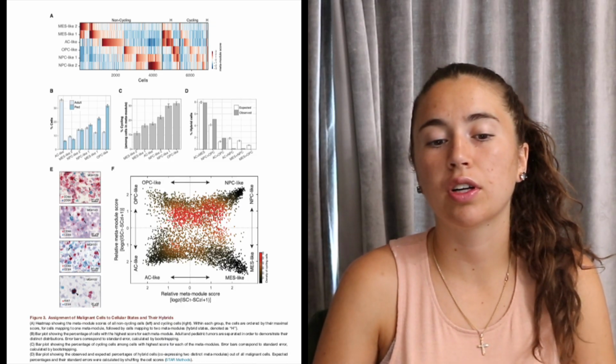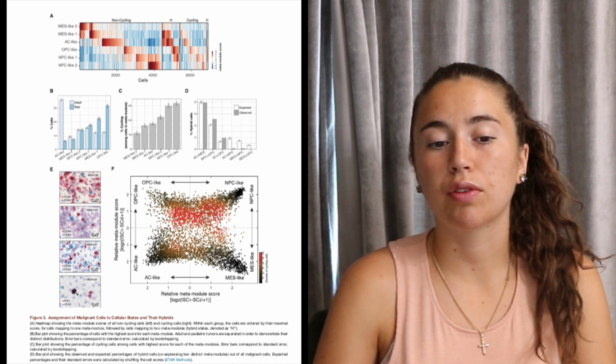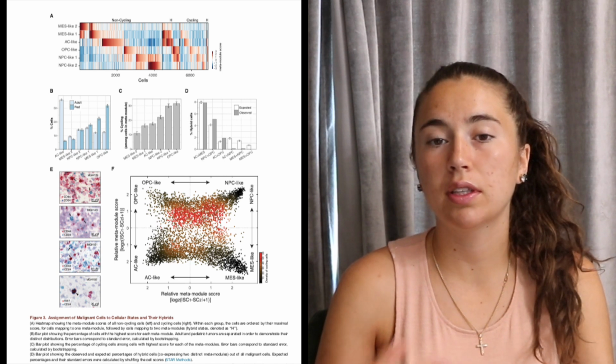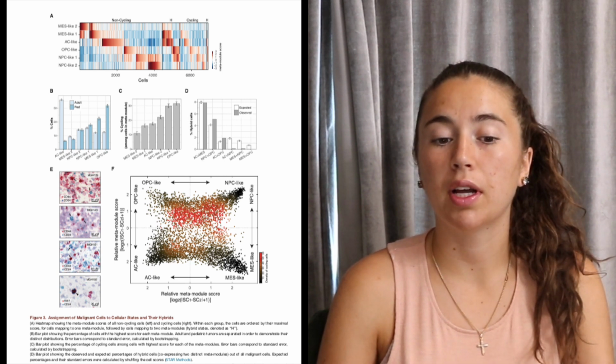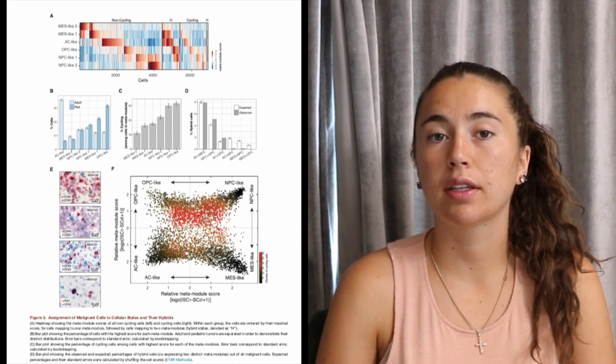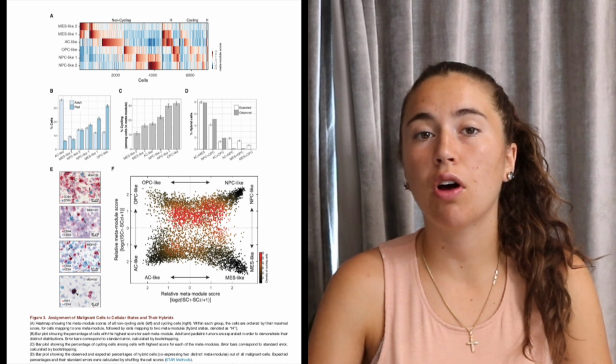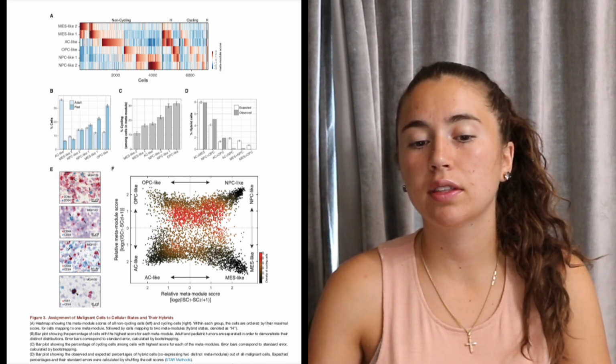Now, these 4 metamodules that they chose varied based on copy number aberrations and mutations. What they saw after was that cells do tend to fall in one of these signature groups. So after assigning the signature and mapping out the cells from different tumors, they found that the cells would fall into either OPC-like, NPC-like, mesenchymal-like, or astrocytic-like.